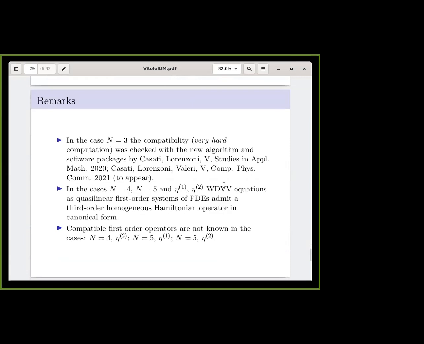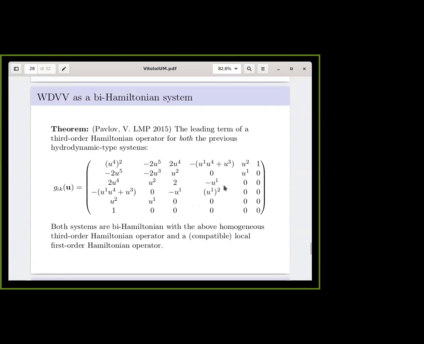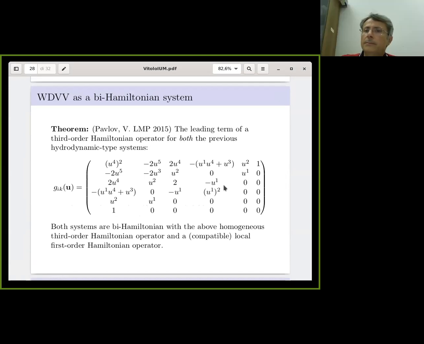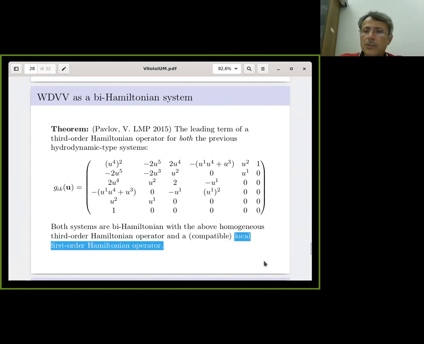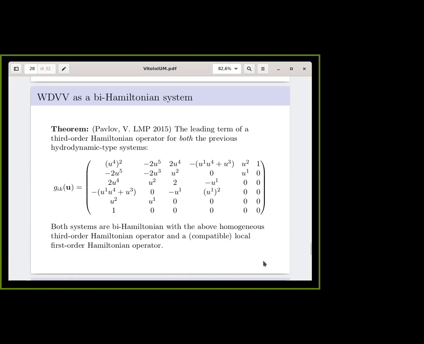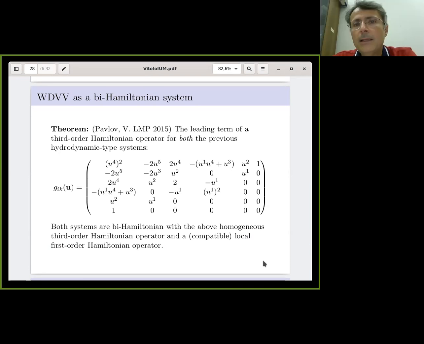Sorry, may I ask? Do I understand correctly that the third order operator is non-local? No, it is local. You say that the first order operator here is local, but you do not say on the slide that the third order operator is local. In this talk, I always spoke about third order local operators. I never spoke about non-local operators until the very end. In the very end, I will make a comment on non-local third order. So all third order operators are local, in this setting, in WDVV. Yeah, okay.